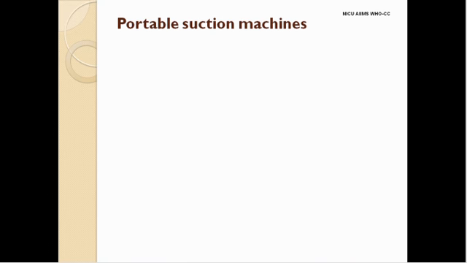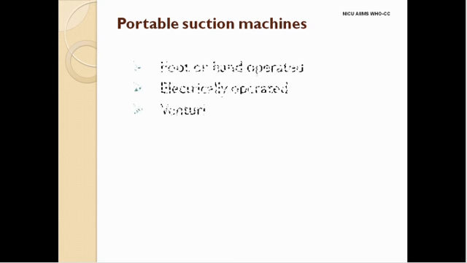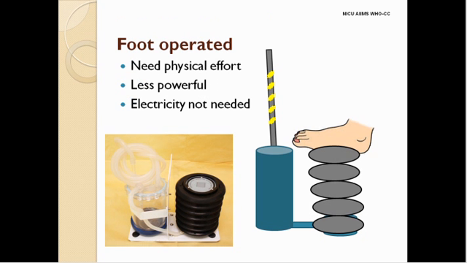Now, coming to the portable suction machine. They are basically of three types. First is a foot or a hand operated machine. The second is an electrical operated machine, and the third is Venturi, which is a common system in the portable suction machines. The foot operated suction machine. These machines require physical effort and are less powerful, but they are very useful when electrical supply is erratic.